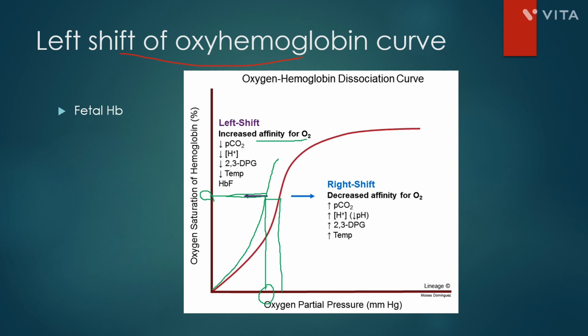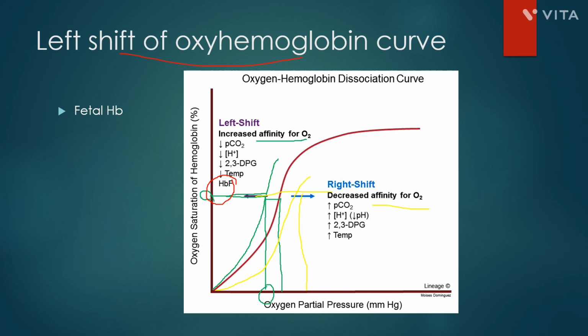Now suppose there is a right shift. What happens? For achieving the same 50% saturation, you have to have a higher partial pressure of oxygen. So that means affinity decreases. So left shift, affinity increases. That means tissue delivery of oxygen decreases. In right shift, affinity decreases or tissue delivery increases. And for fetal hemoglobin, the affinity increases. So that is the left shift.